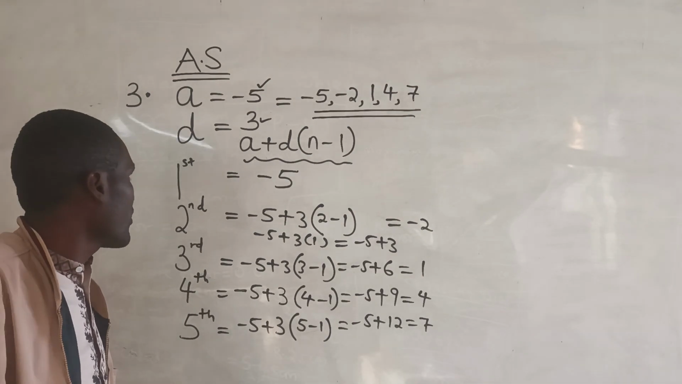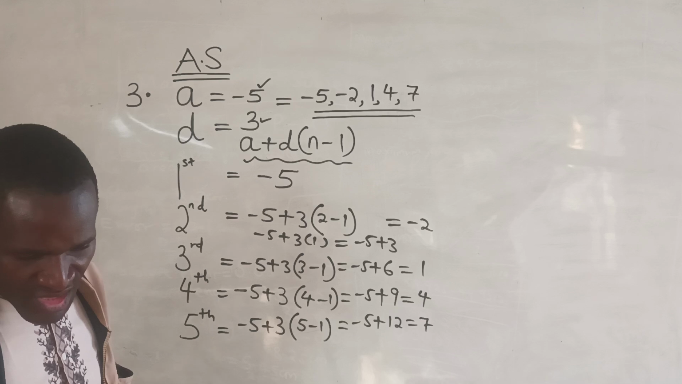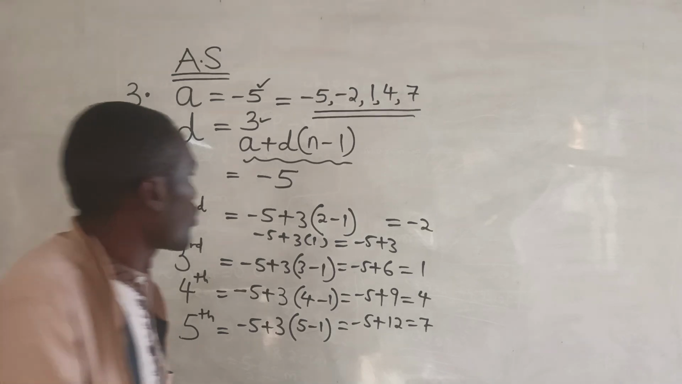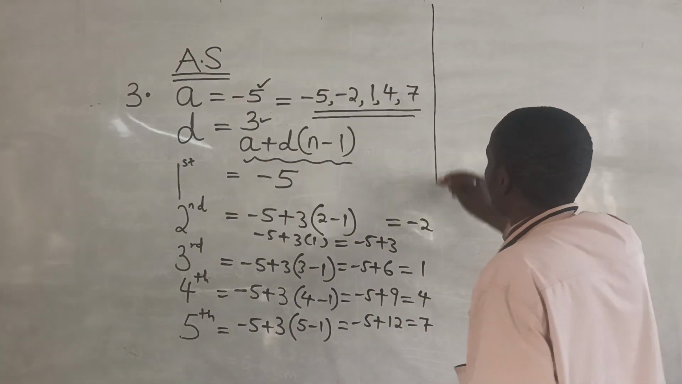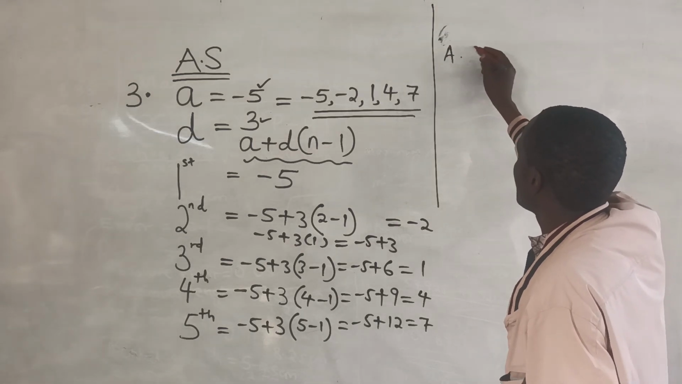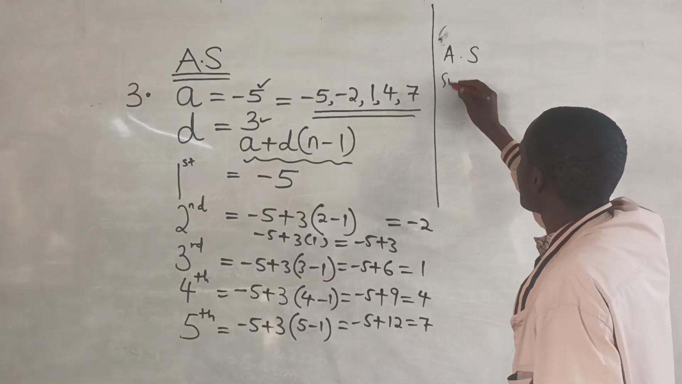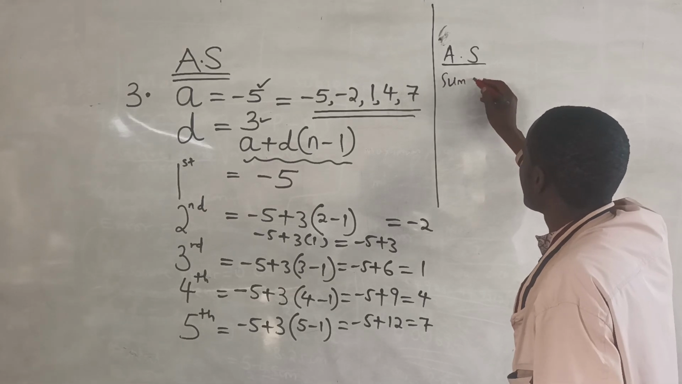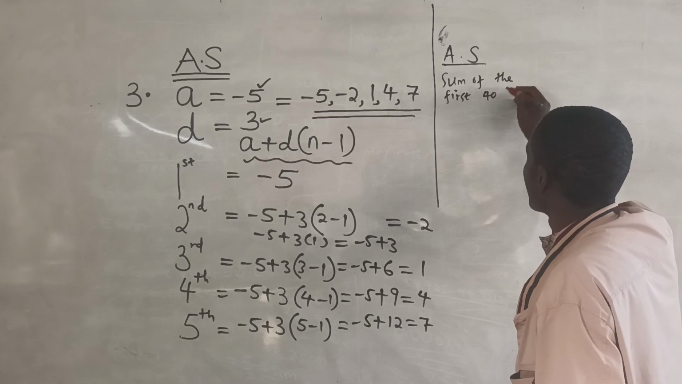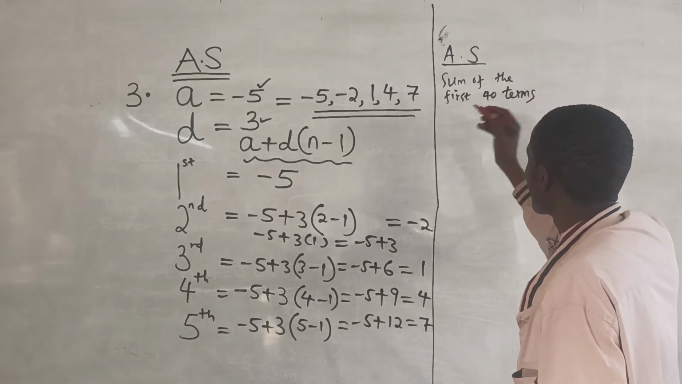So that becomes the answer as far as getting the first 5 terms listed down. If the first term is -5, then the common difference in that sequence is 3. The second part of that question says, determine the sum of the first 40 terms of the sequence. Remember, this is still an arithmetic sequence. And if it is an arithmetic sequence, then how do you get the sum of the first 40 terms? How do you do this?